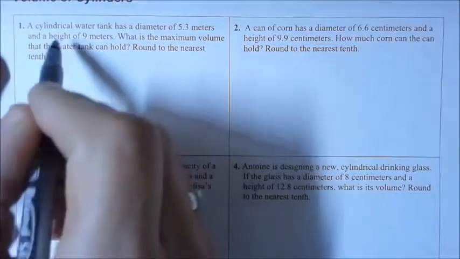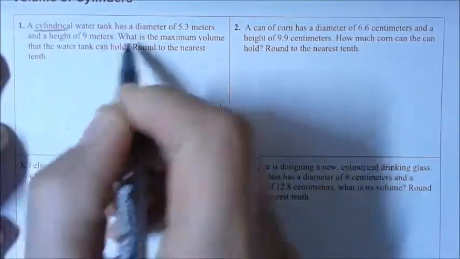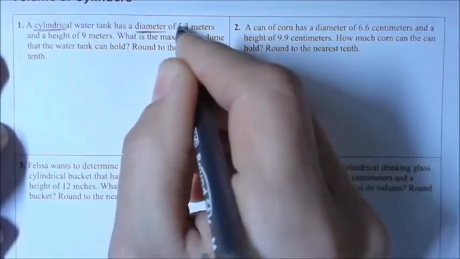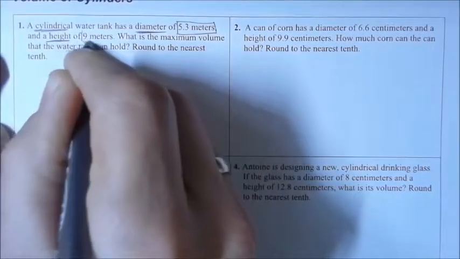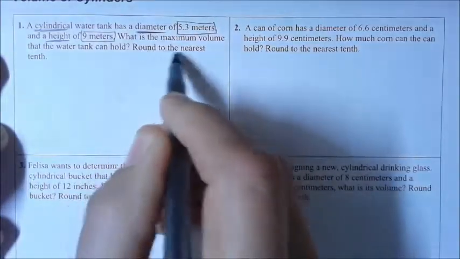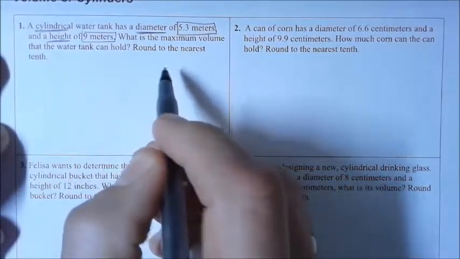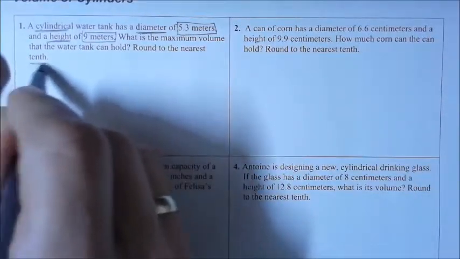We have a cylindrical, so let's underline that, because that means it's going to be a cylinder. Water tank has a diameter, keyword, of 5.3 meters and a height, keyword, of 9 meters. What is the maximum volume that the water tank can hold? Round to the nearest tenth. So we're going to round to the nearest tenth. I'm going to underline tenth.